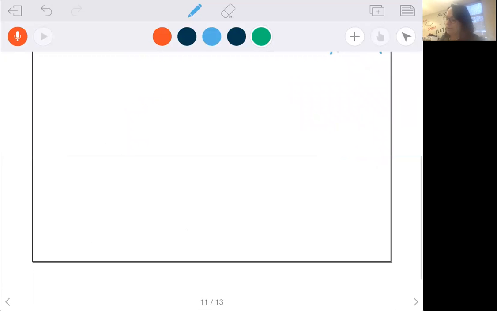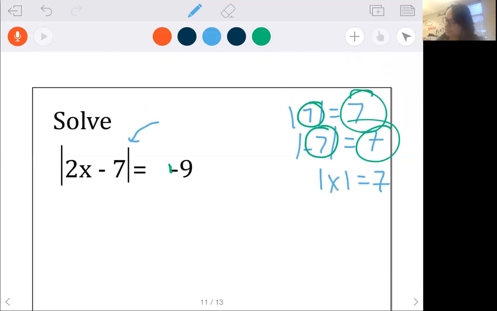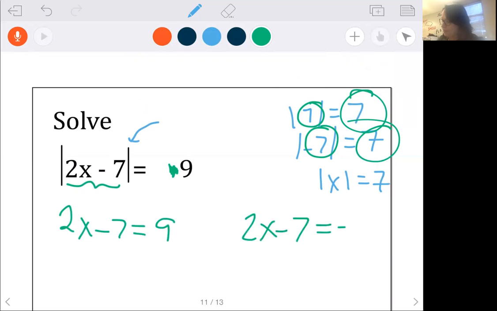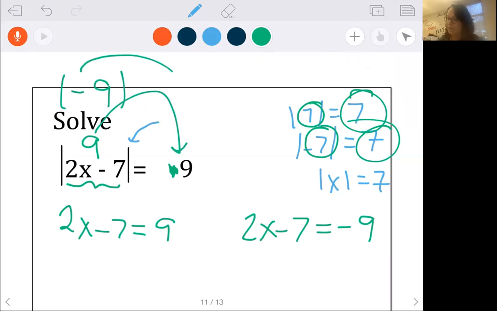But had this been a 9, then that means that whatever's in here that you took the absolute value of, it could have been 9, or it could have been a -9. Because if I say, what's the absolute value of 9? You say 9. If I say, what's the absolute value of -9? You say 9. So whatever is trapped in that absolute value bars could be either, and you have to solve both of them. So you get 2 answers.